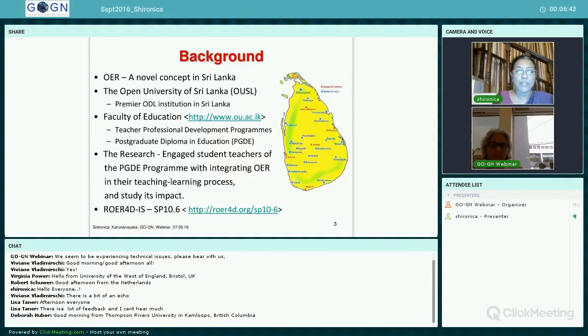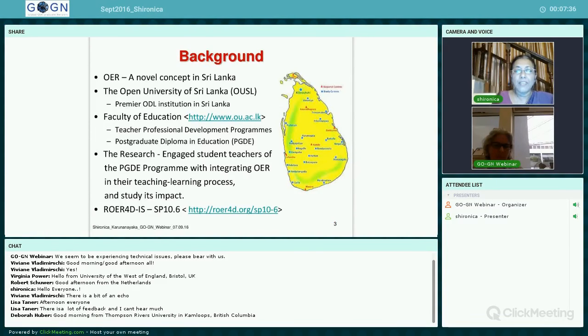This project itself is dealing with the postgraduate diploma in education program, which we are conducting for school teachers all over the country, because we have centers all over the country, as you can see from the map. There are open centers situated all over the country. So we targeted engaging student teachers of nine provinces of the country, and studying the impact of integrating OER in that learning process.